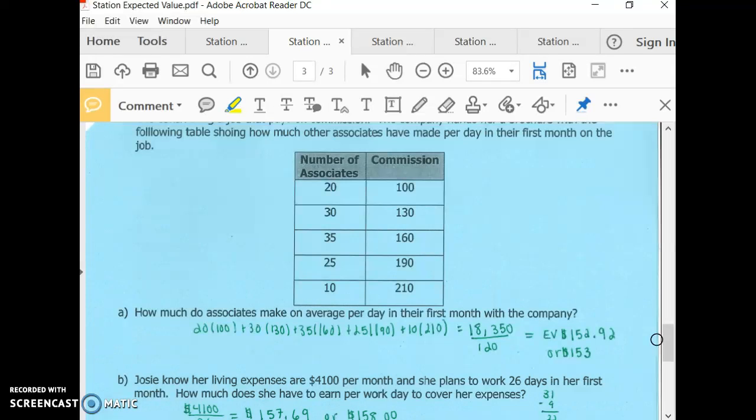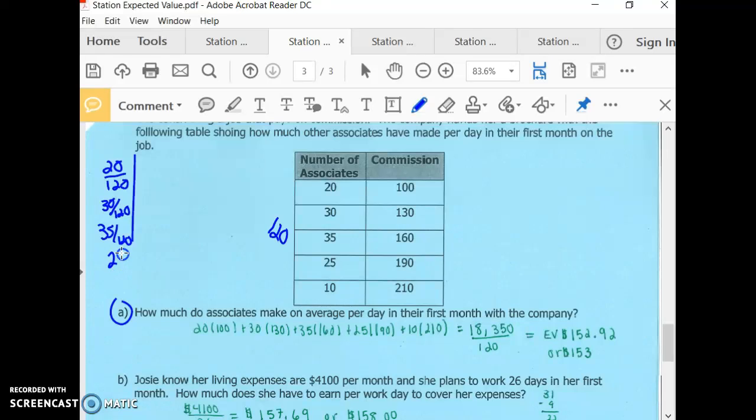How much do associates make on average per day in their first month with the company? So if I add these up, 20 plus 30 is 50, plus 10 is 60. That gives me 40, 60, so I get 120 total right here. I just want to show you another way to think about this. So this is 20 over 120. And then I'm going to have 30 over 120. I'm going to get 35 over 120. I'm going to get 25 over 120, and I'm going to get 10 over 120.